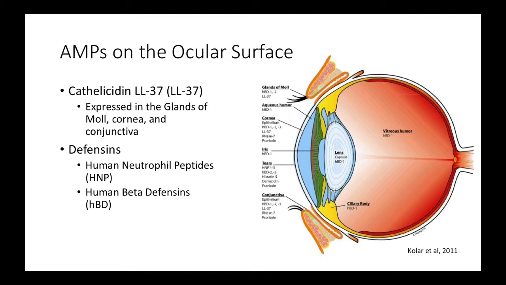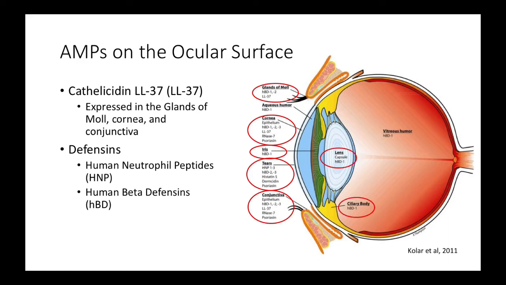Human neutrophil peptides are expressed in the tear film, and human beta defensins are expressed in the tear film as well as ocular tissues, including the glands of Moll, the cornea, the iris, the conjunctiva, the lens, which focuses light entering the eye, ciliary bodies, which support the lens, and both the vitreous and aqueous humor, which are the fluids within the eye.